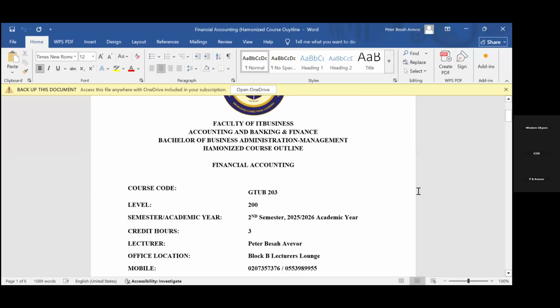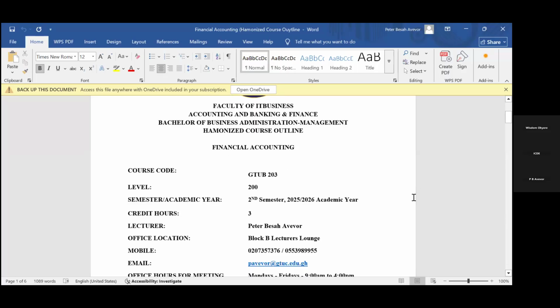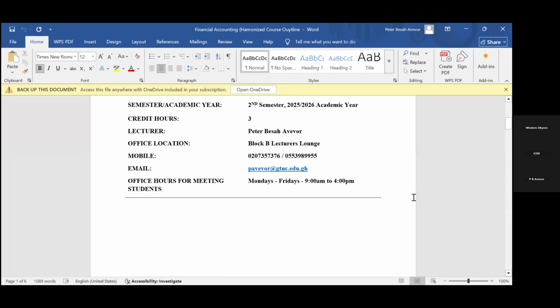And the code is GTUB 203. My name and my details are there.